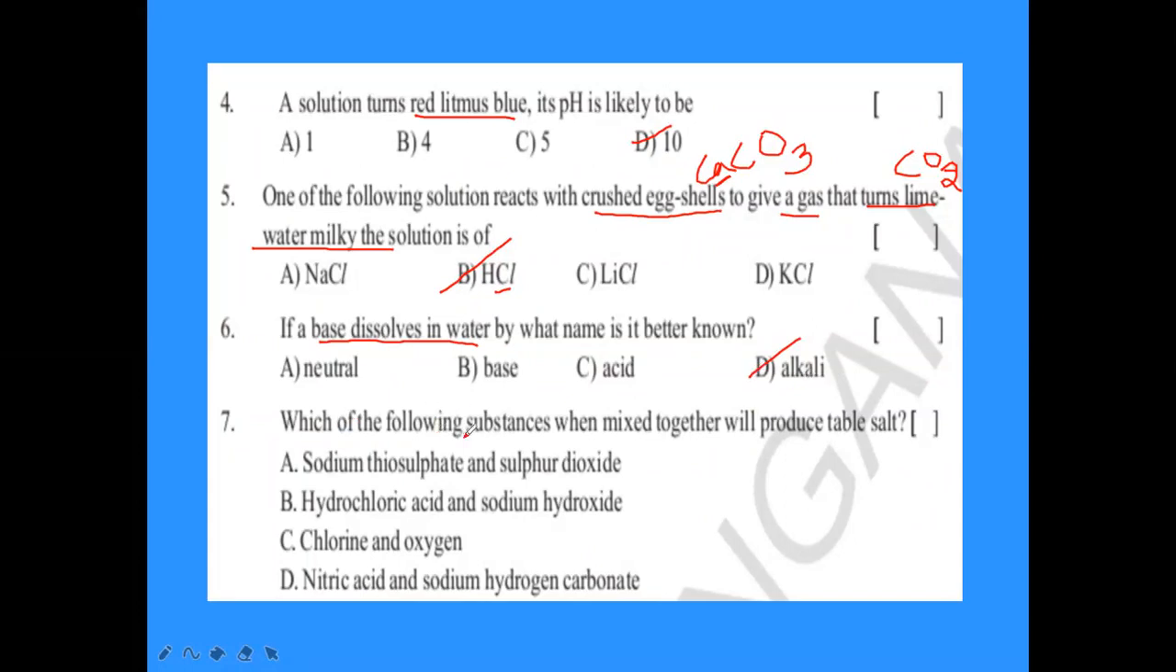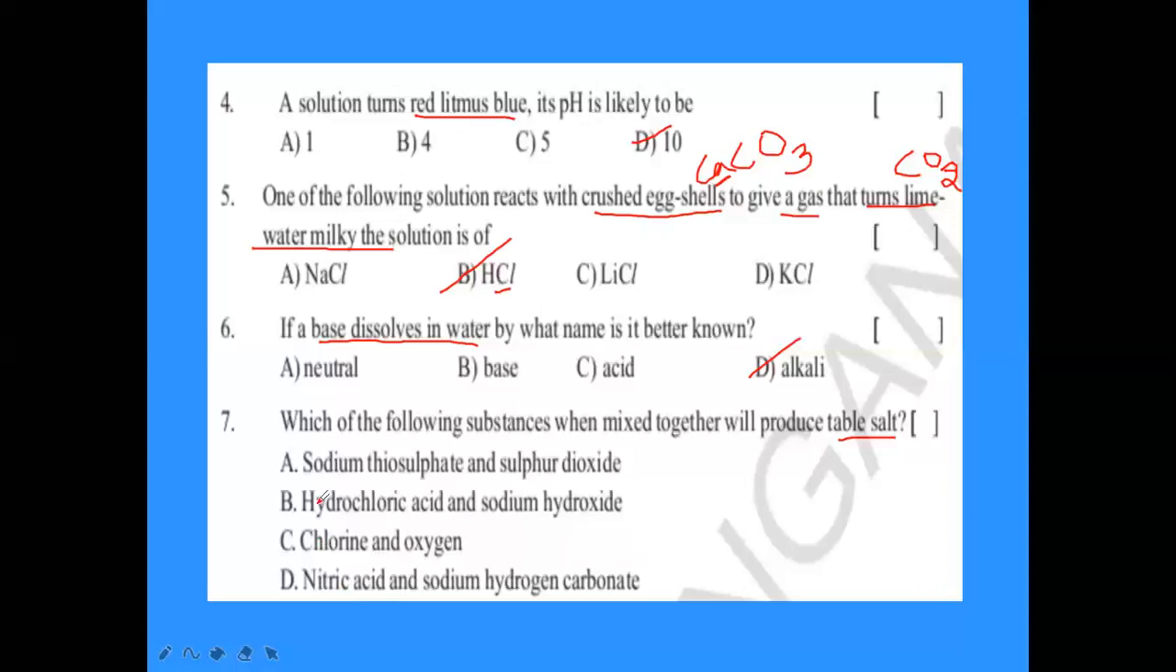Next, which of the following substances when mixed together will produce table salt? Table salt means what? NaCl. Okay. So here, what are given here?